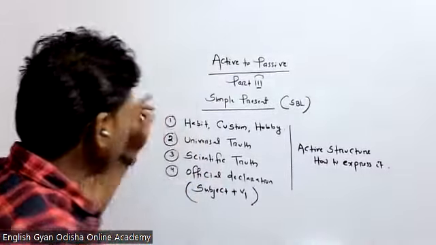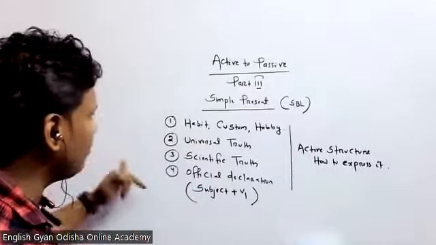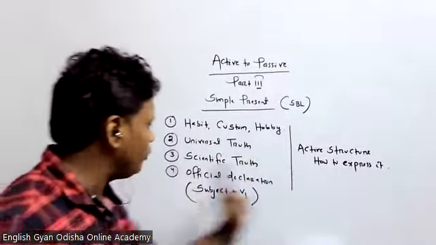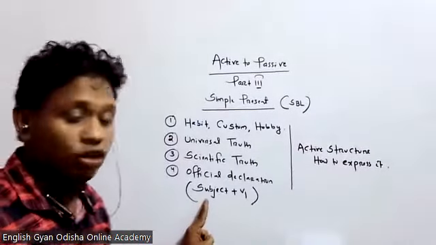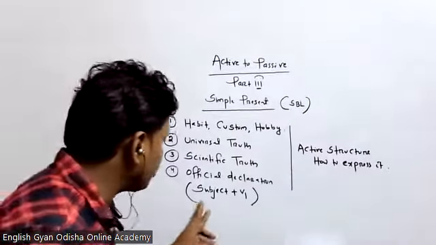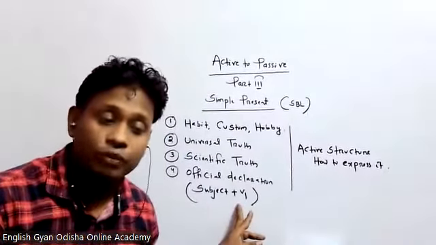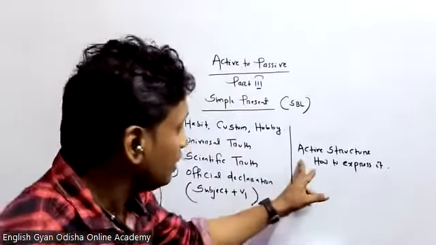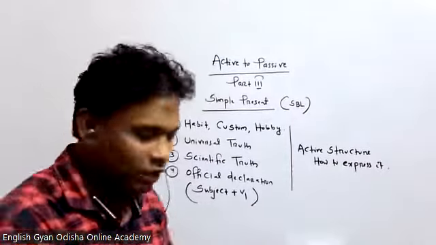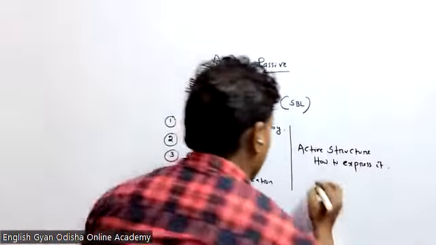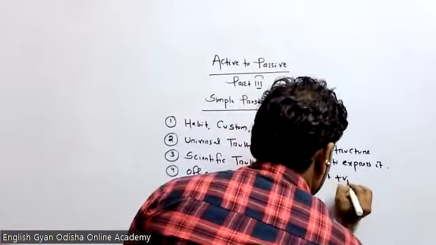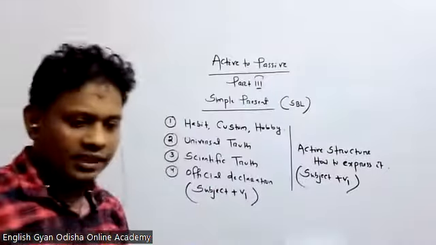Okay, fine. Now coming back to our topic, this is simple present: habit, custom, hobby, universal truth, scientific truth, official declaration, and this is the structure. Structure is something called subject and V1. Subject and V1 is called the structure, right? This active structure is subject plus V1. I'm going to write it here: subject plus V1, right? So this is the thing.